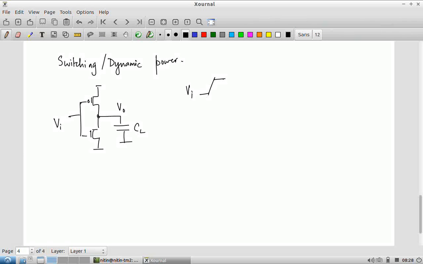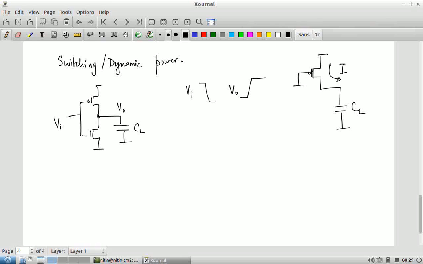When VI is going from 0 to 1, so rather let's consider the other way around. VO is going from 0 to 1. What is happening? The equivalent circuit looks something like this. The NMOS transistor is off and therefore just drops out of the picture. The PMOS transistor, for all practical purposes, has its input grounded. So it's on and it's delivering current into the load.